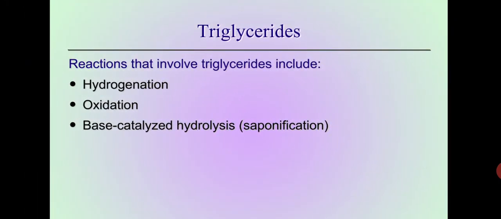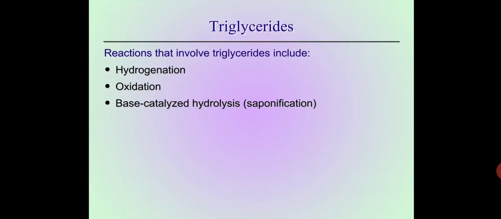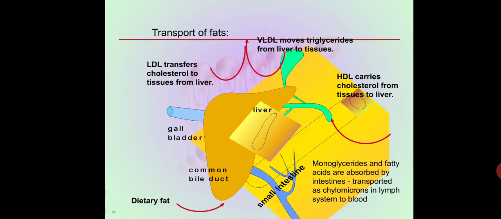As I have shown you some examples earlier, I'm going to describe hydrogenation, oxidation, and saponification, which is a base catalyzed reaction. What is a base catalyzed hydrolysis? Because you have involved an alkali, which dissociates into positively and negatively charged species. Okay, so let's jump to the next one.